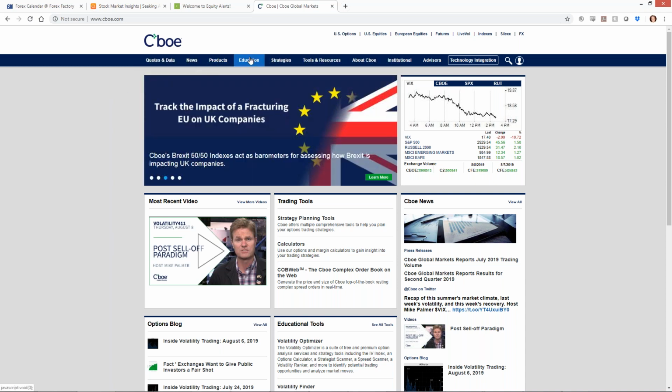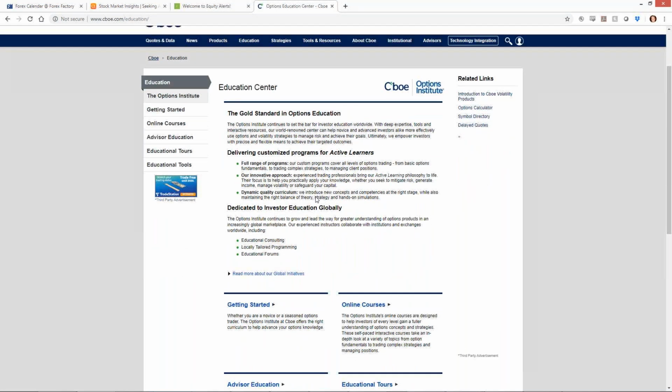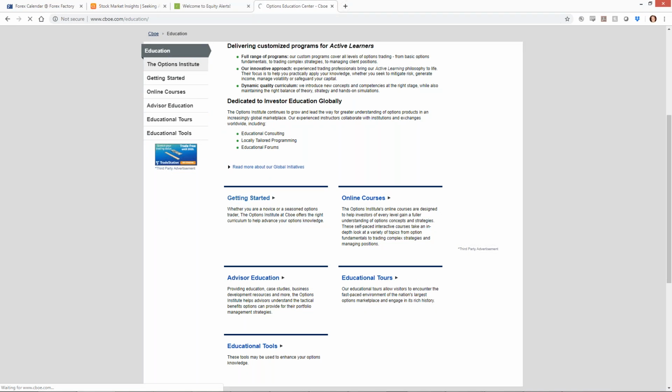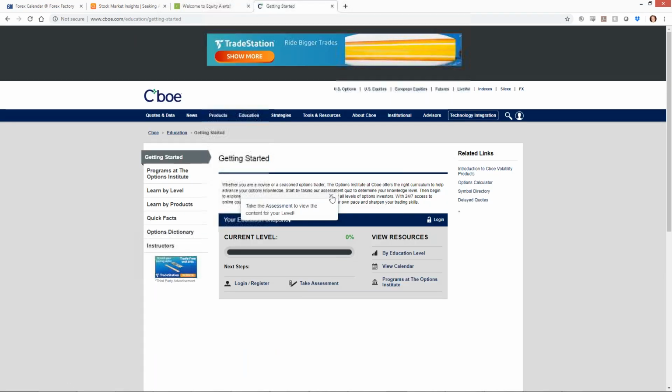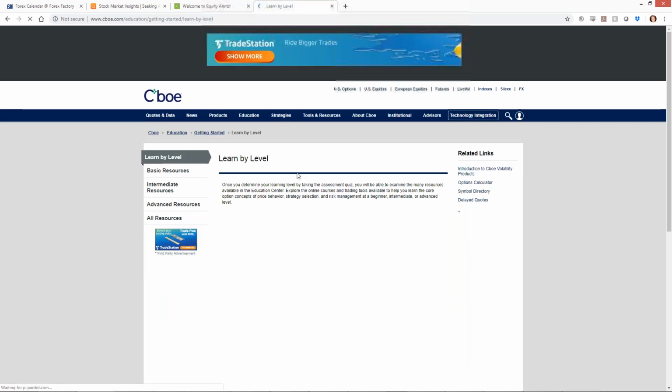You can click on the education tab, and that's the Options Institute. They have a get started. You need to log in and get set up. They actually have an assessment to see where your level is at, and then you can go in and learn through the different levels once you know where you're at. I haven't logged in, and I don't think I've ever gotten set up with them. But again, if you're new to options, this is probably a really good resource, and I would encourage new traders to the options world to go through their educational system.